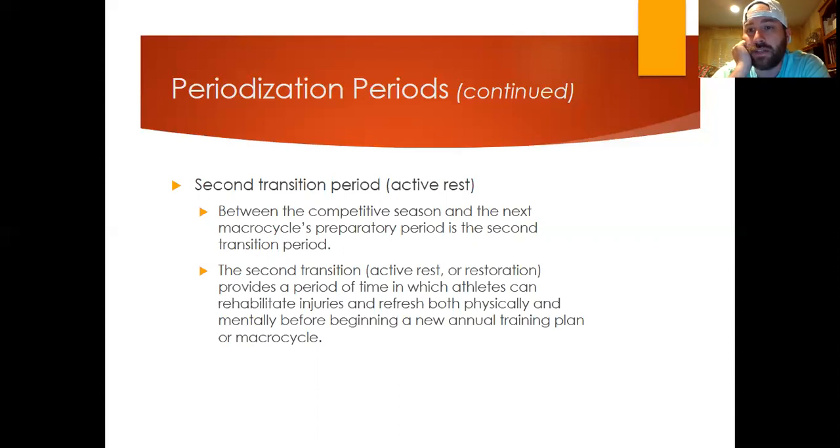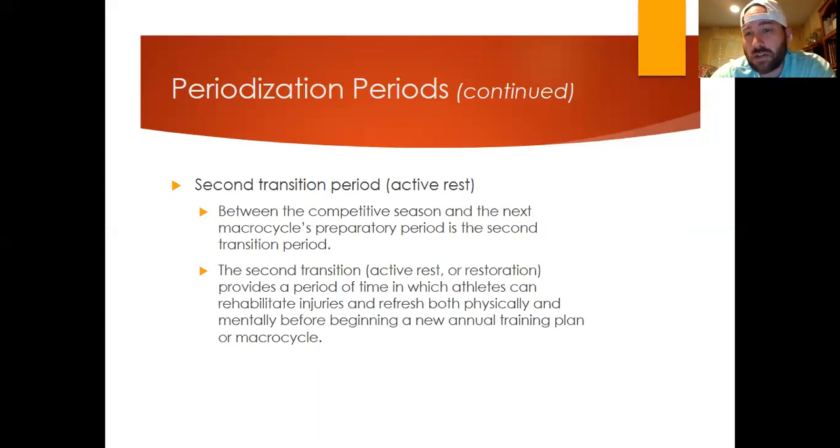That's active rest. Basically, this is when all your athletes are supposed to start doing rehab, because we have a lot of nagging injuries that we just try to, for lack of a better term, band-aid up during the season to help them perform. This period is the time they use to rehab those injuries. Some of them have surgery during this time. Basically, it's to refresh the body mentally and physically in prep for us to get into that next off season.